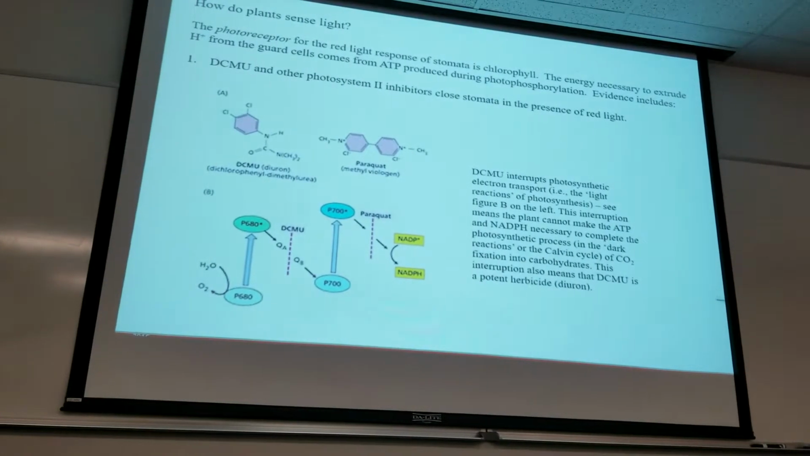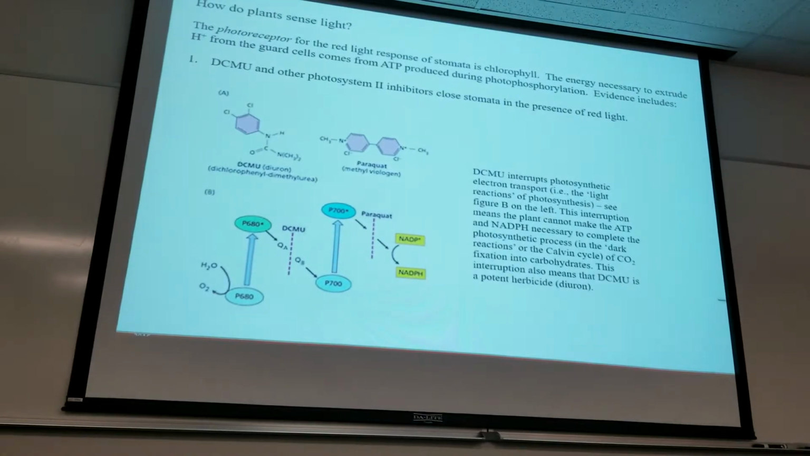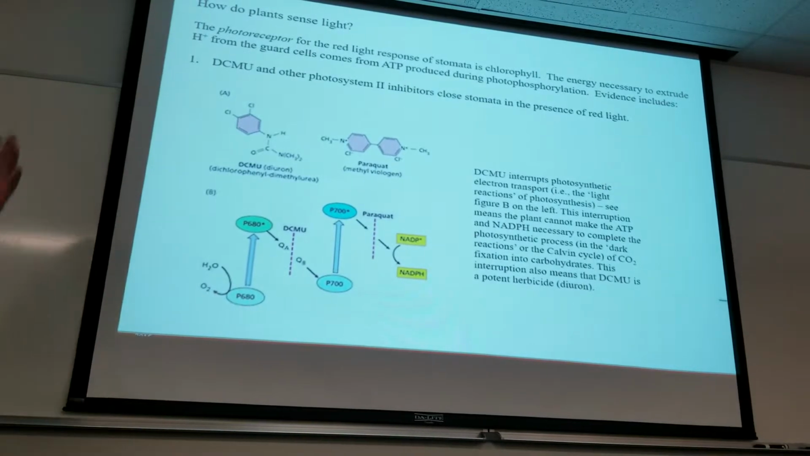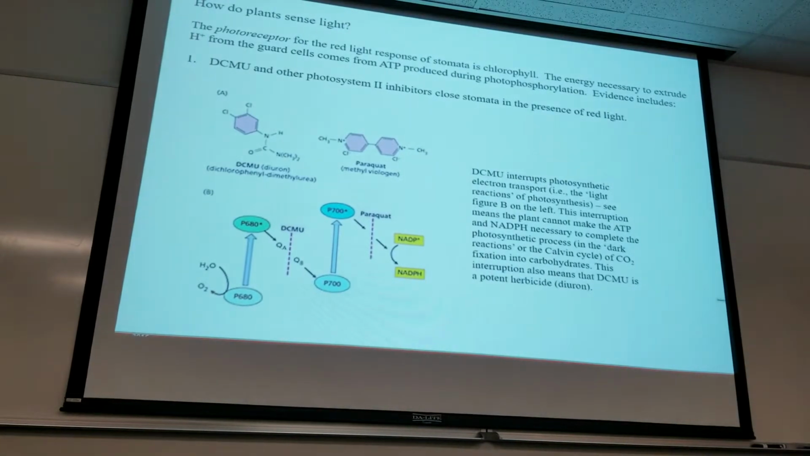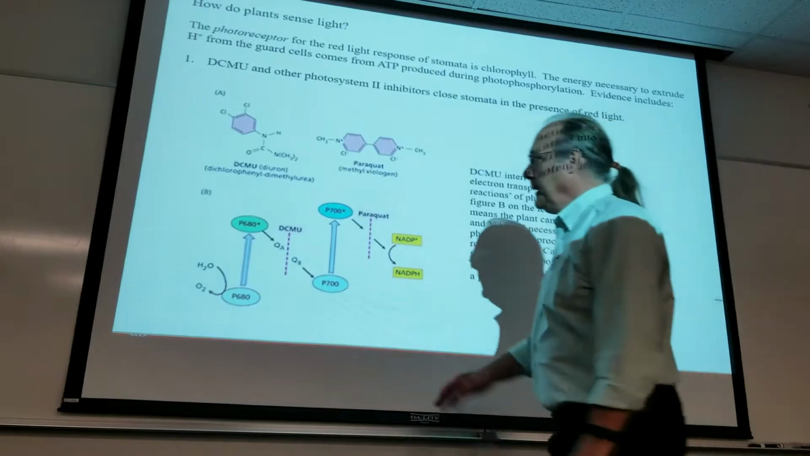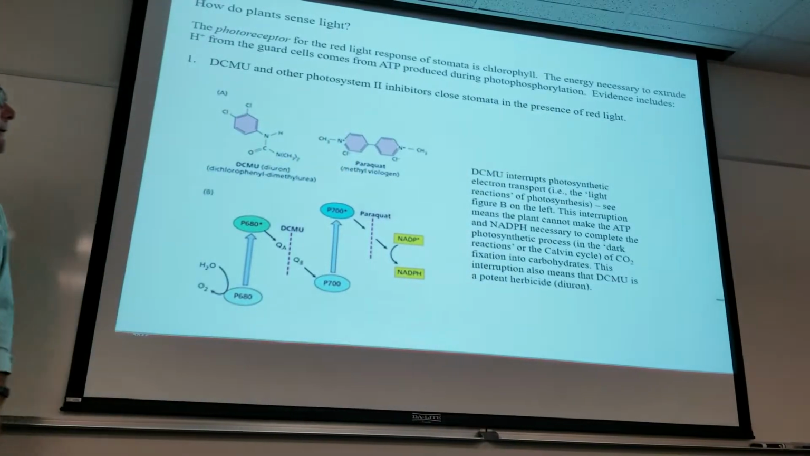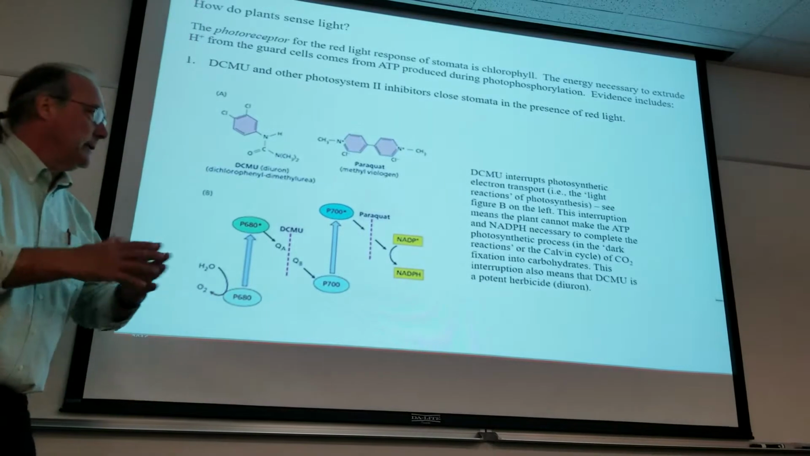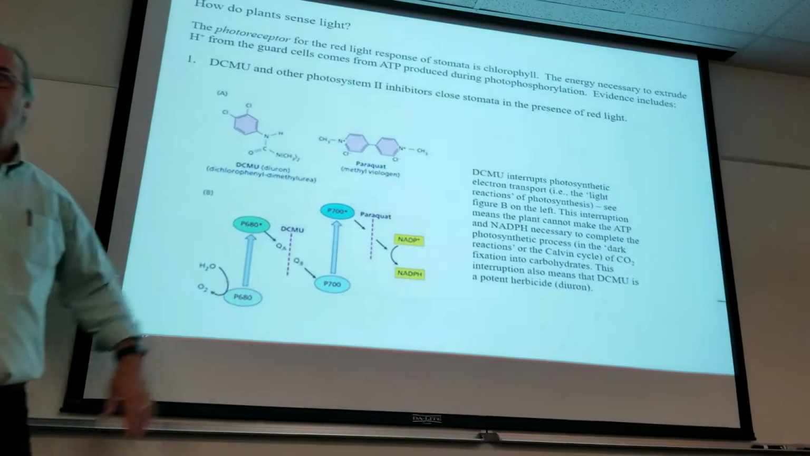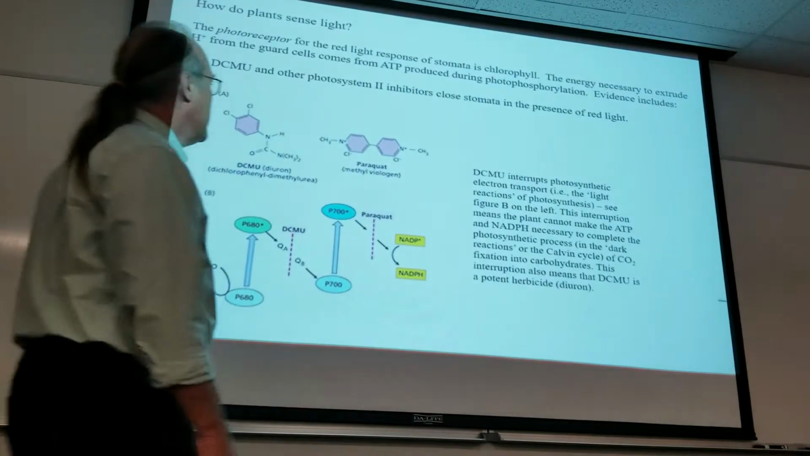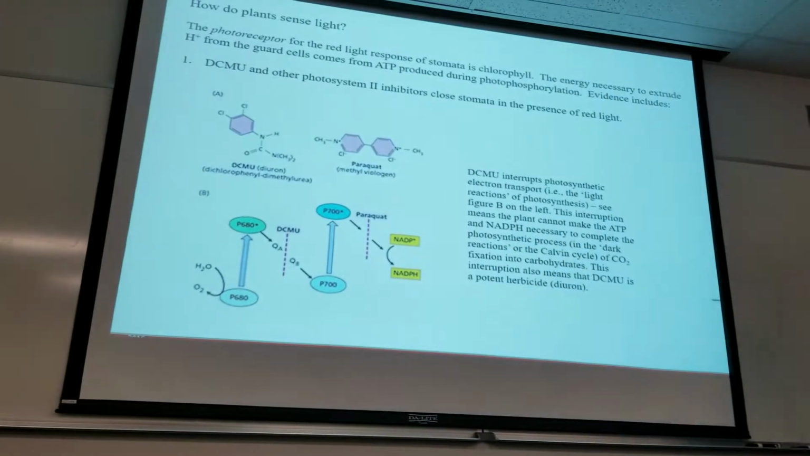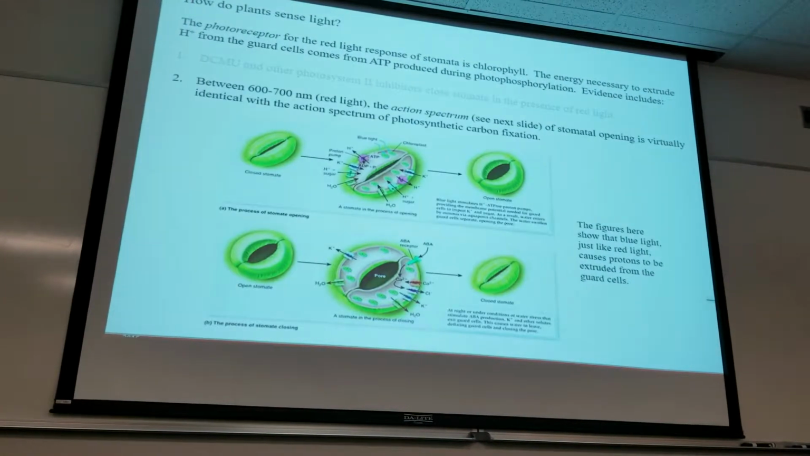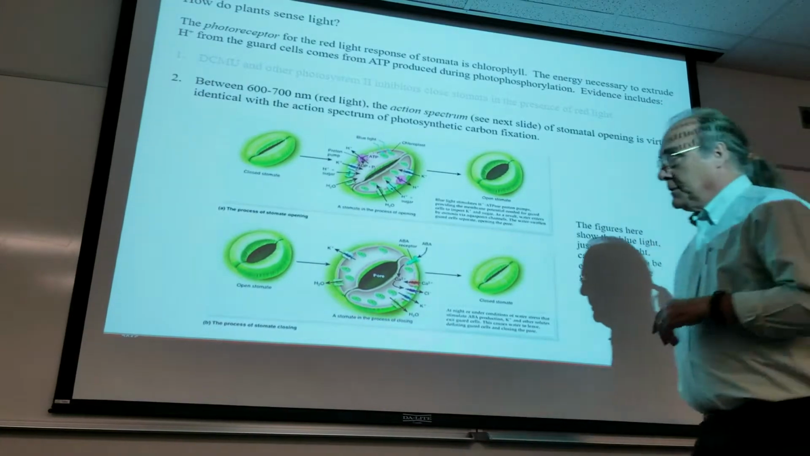That ATP produced by photophosphorylation can be used to pump a proton out into the apoplast across the plasma membrane, because a proton doesn't go there by itself. It needs energy to move across the membrane. And that energy in the red light response of stomatal conductance comes from photophosphorylation. How do we know it? Well, DCMU inhibits it, and it makes open stomata closed, even though the red light's turned on. There's more evidence than just that.